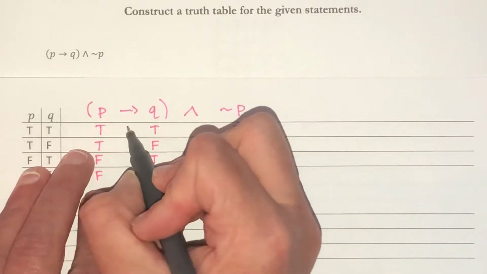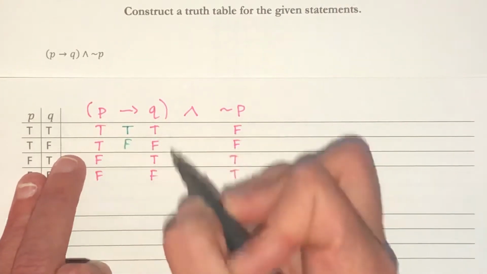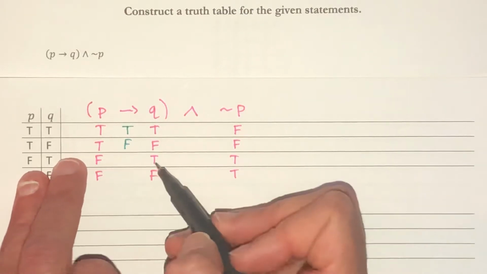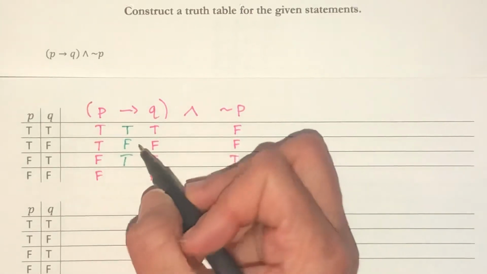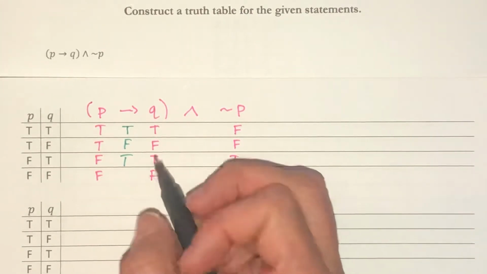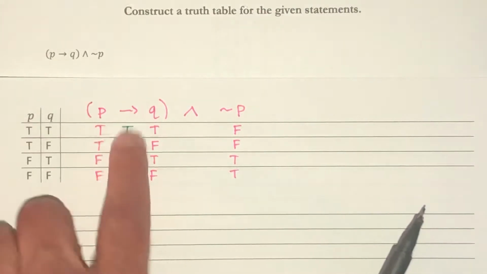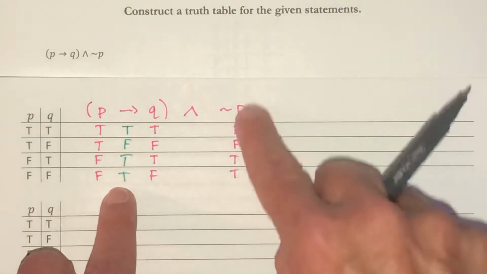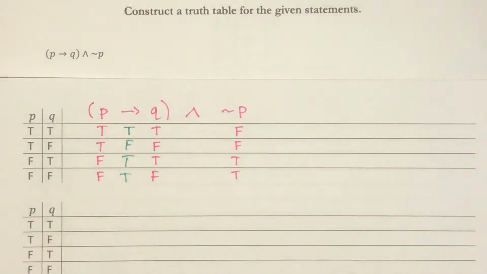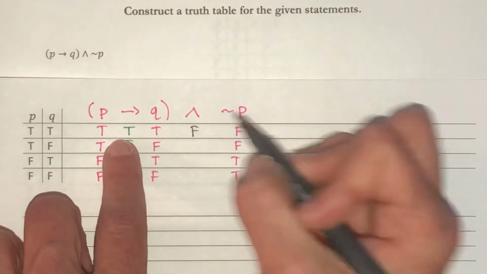If true, then true, that is true. If true, then false, that's false. If false, then true, that one is true. If false, then false, that one is true as well. Okay, so now right here, I have the truth value for the set of parentheses. And now I want to AND this with this. Okay, so I have true and false, which is false.